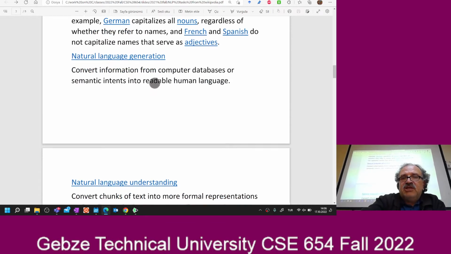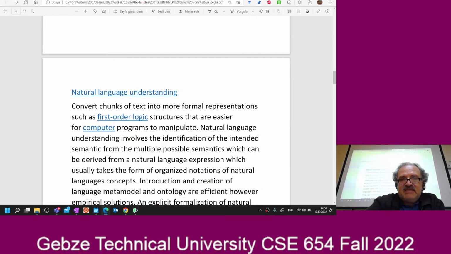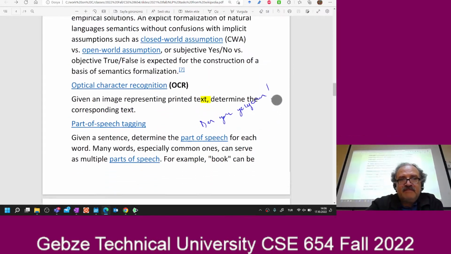Natural language generation is just the opposite of natural language understanding, okay? You convert information from your knowledge base to natural language. Understanding is just the opposite.